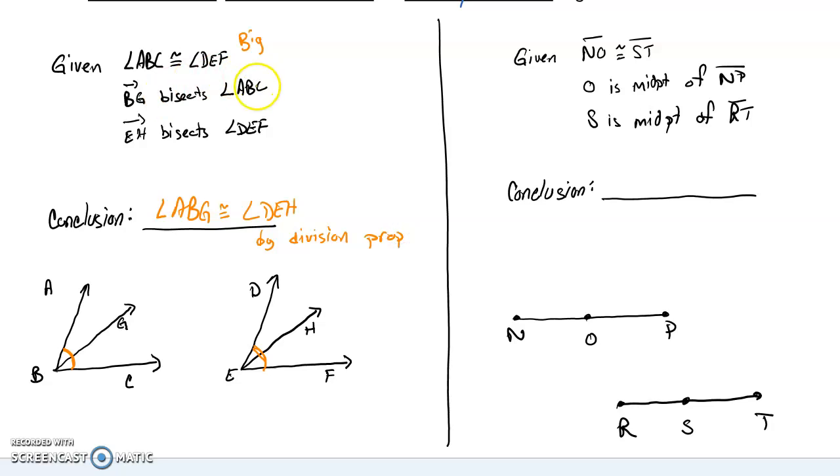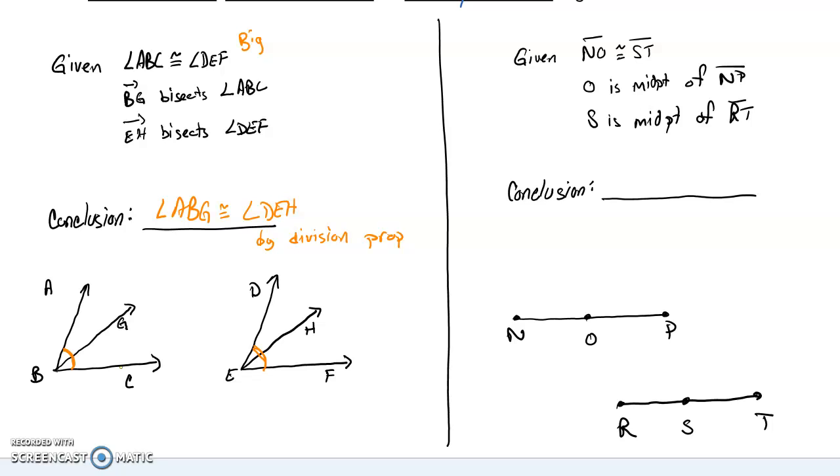So bisecting means it cuts that angle in half. Sure, angle ABG is congruent to angle GBC, but because I have two congruent angles being cut in half, each of those parts is going to be congruent. I don't have to take multiple steps to do that if I don't want to.